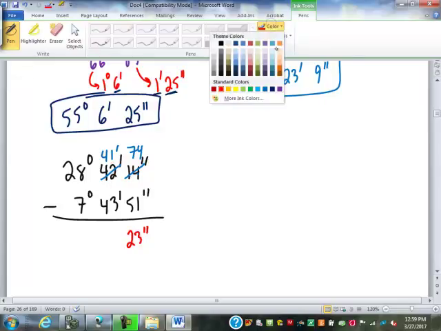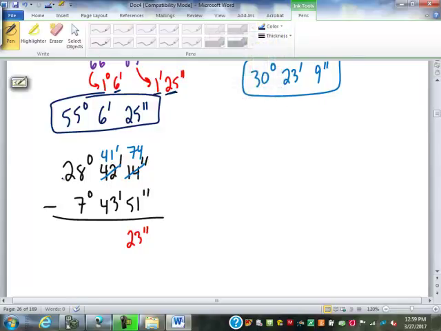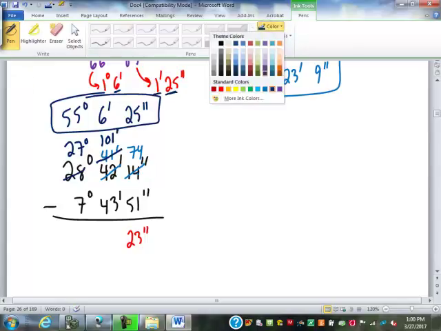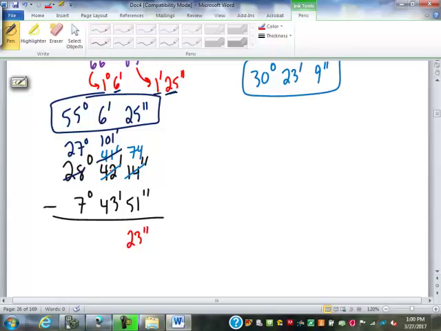41 minus 43, we're going to have to borrow again there. So this will become 27. This is going to become 101, because we borrowed 60 again. 101 minus 43 is 58. 27 minus 7 is 20. 20 degrees, 58 minutes, 23 seconds.